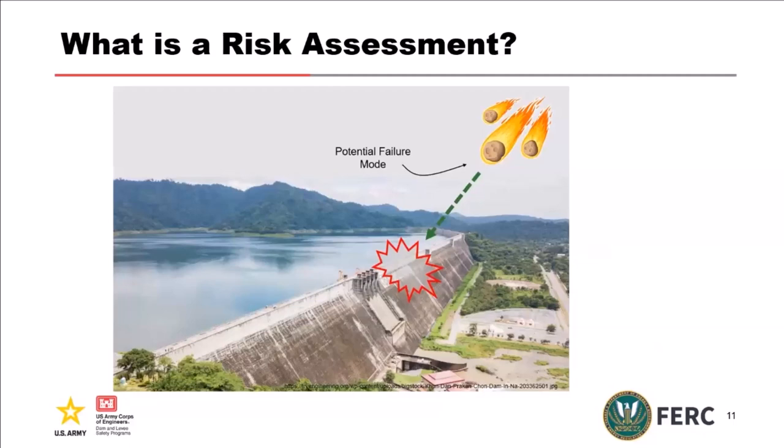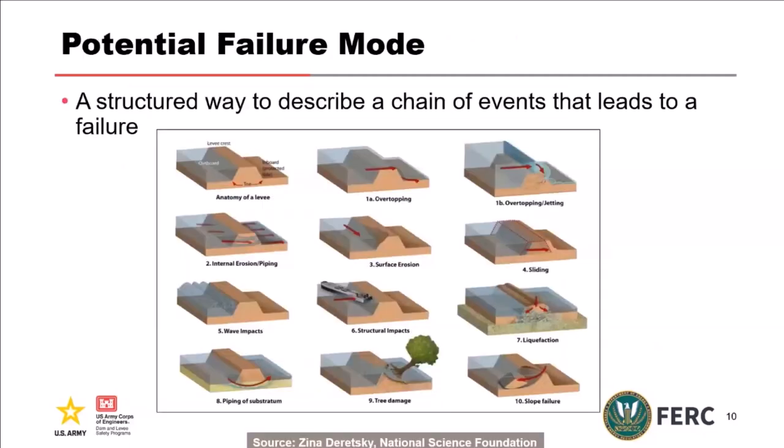So what is a potential failure mode? It's a structured way to describe a chain of events that leads to failure. Here we have a pretty typical levee. Water is always to the left. The failure always goes left to right, right? So this is overtopping. This is a list of potential failure modes. It is not a complete list. This is a popular greatest hits list. So there could be more out there, but here's a few.